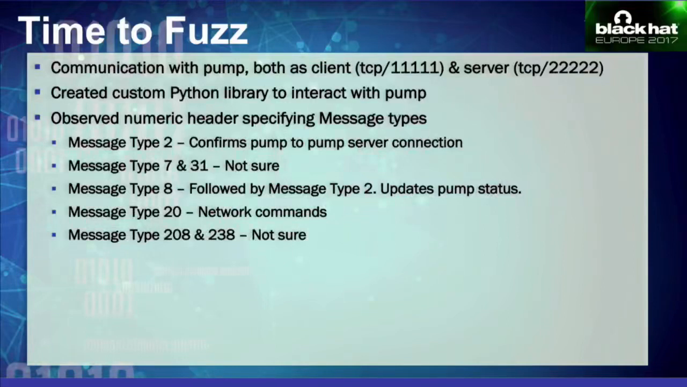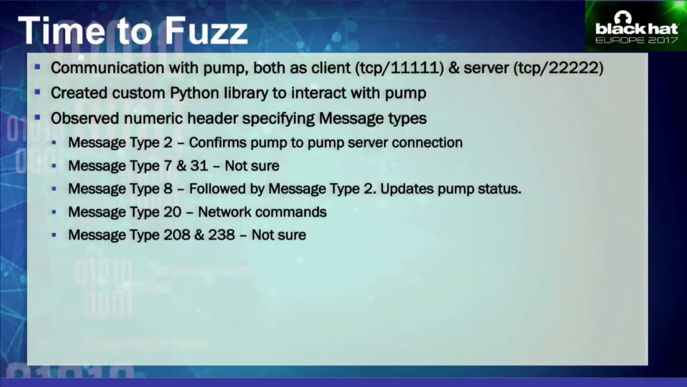Message types 7 and 31, we're really not sure about. We're still looking into it. Message type 8 was typically followed by message type 2. When we sent a message type 8 after a message type 2, it changed the status of the pump from none to receiving, so it was ready to receive more data. Message type 20 had something to do with network commands, and message types 208 and 238, we're again looking into, and we're not really sure.